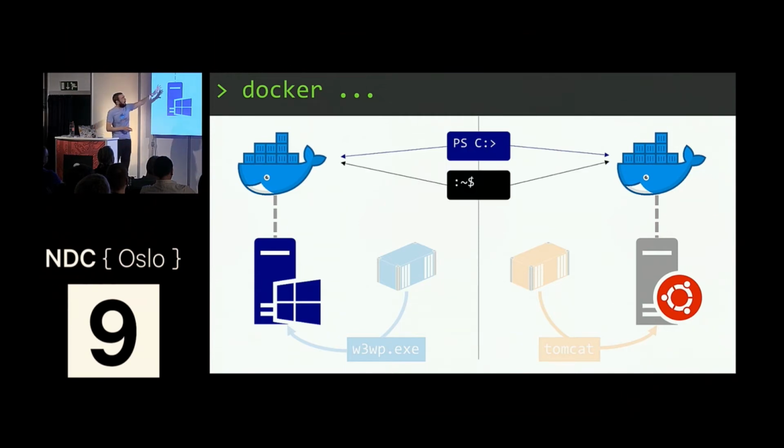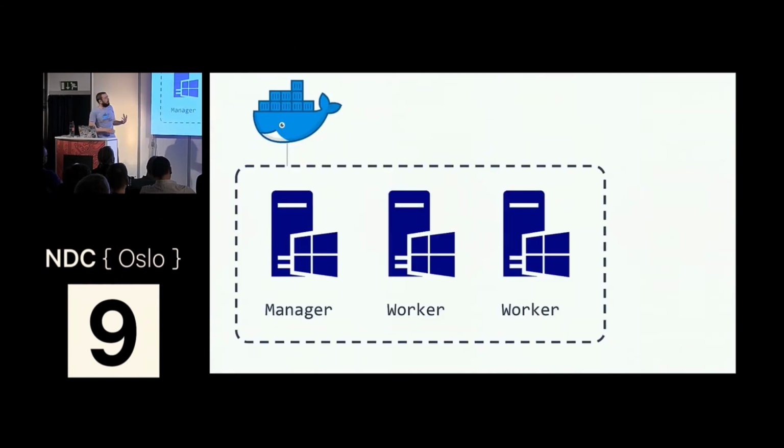And vice versa. I can run a Linux client command line and I can manage my remote machines in exactly the same way. And the backend, the service, so in Windows it's a Windows service, in Linux it's a daemon that sits there and runs the containers. Those backend machines can talk to each other as well. And that's what we call a swarm.